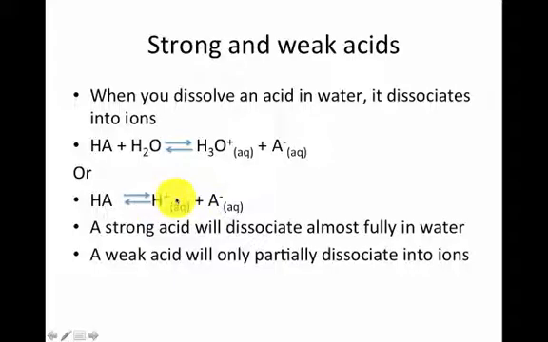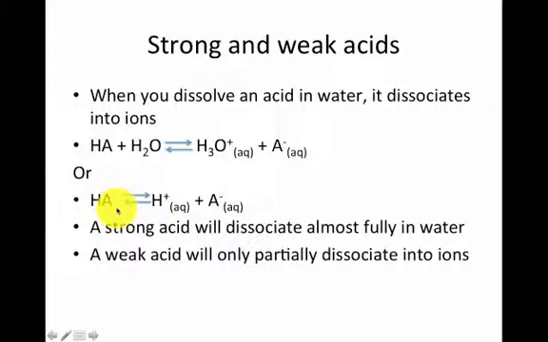A weak acid, like ethanoic acid or any other organic acid, won't dissociate fully. There will be quite a lot of ethanoic acid as a covalent molecule left. You'll have some H+, some ethanoate minus, but still more ethanoic acid molecules left.